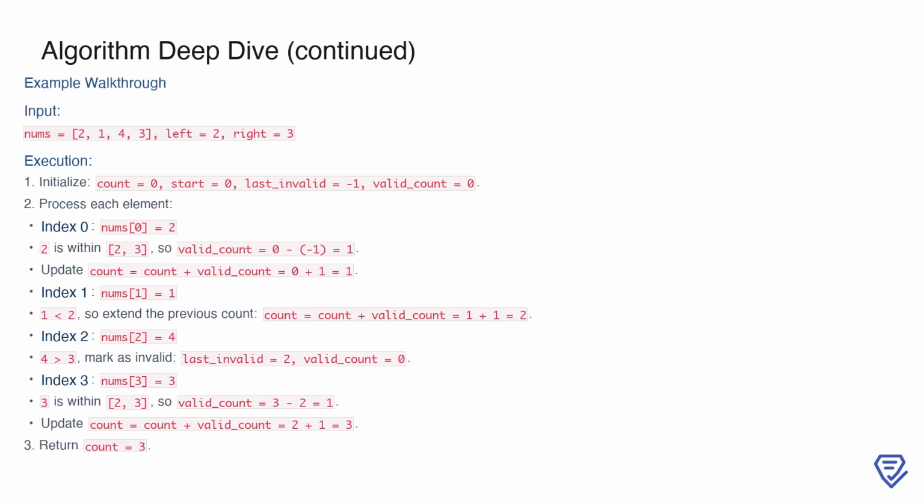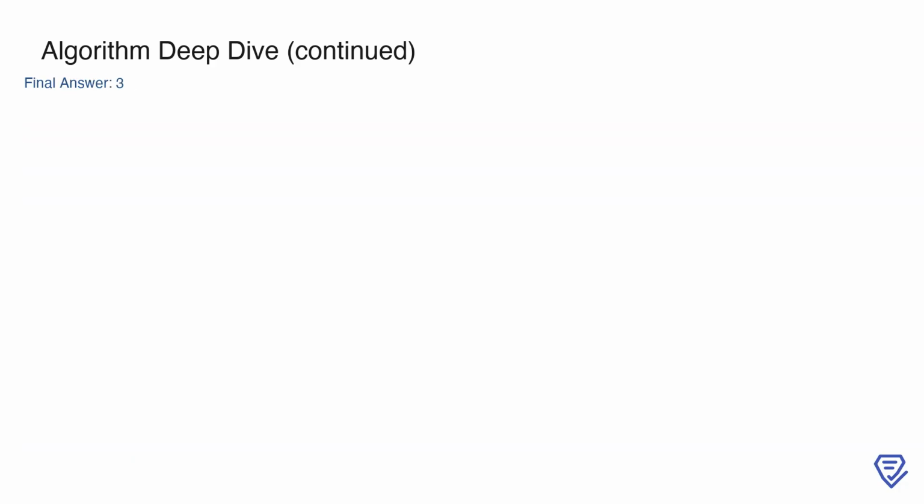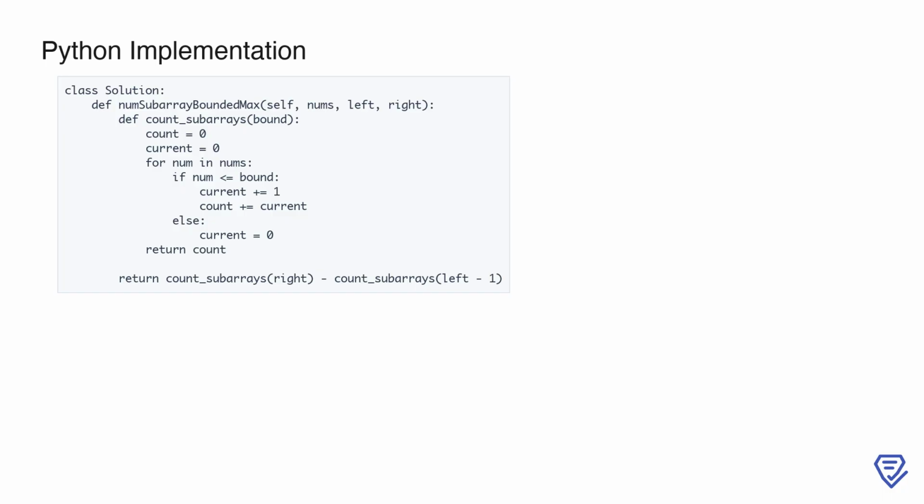The final count of valid subarrays is 3. The final answer for this example is 3. This means there are 3 contiguous subarrays where the maximum element lies within the range [2, 3]. By using the sliding window approach, we efficiently determine the result in linear time, demonstrating the power of this optimized solution. This Python solution efficiently solves the problem of counting subarrays whose maximum value lies within a given range.